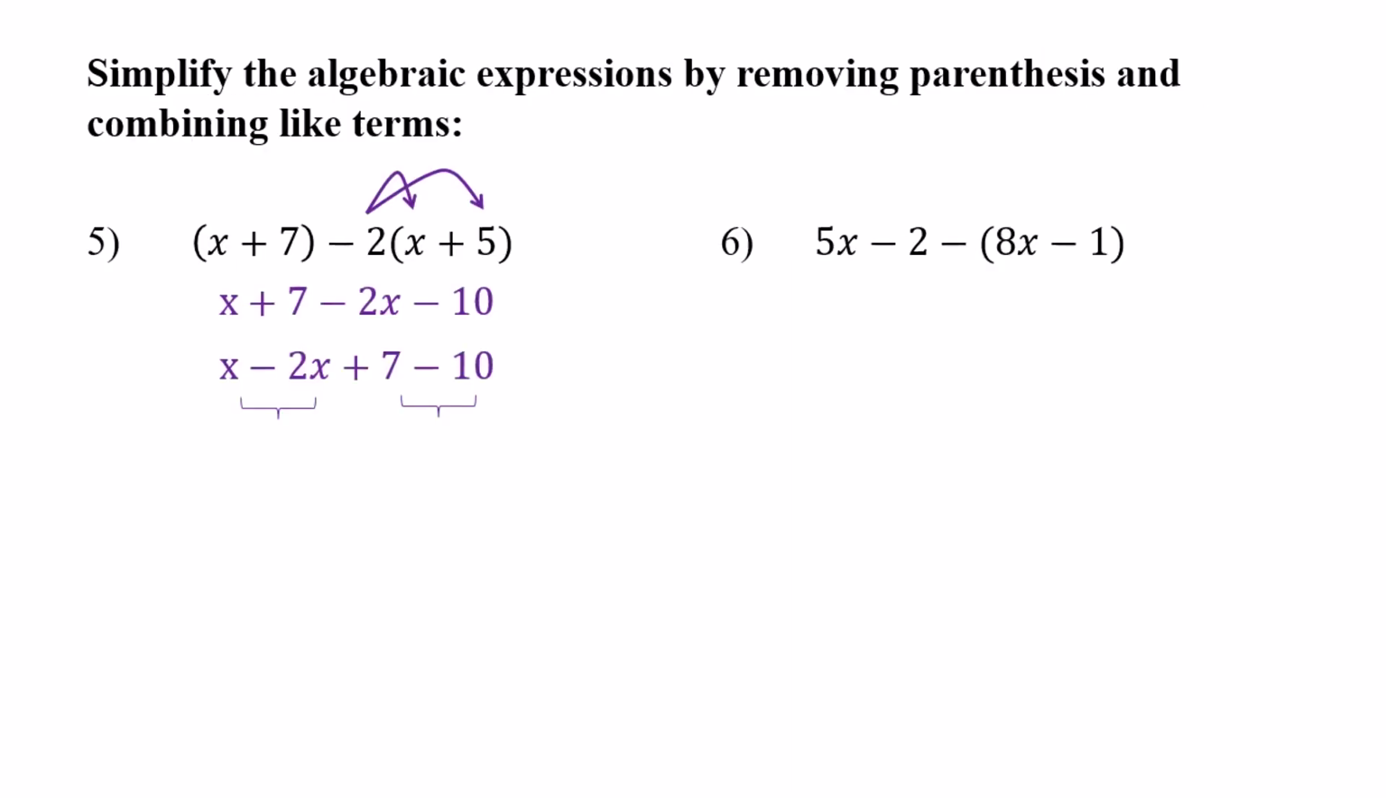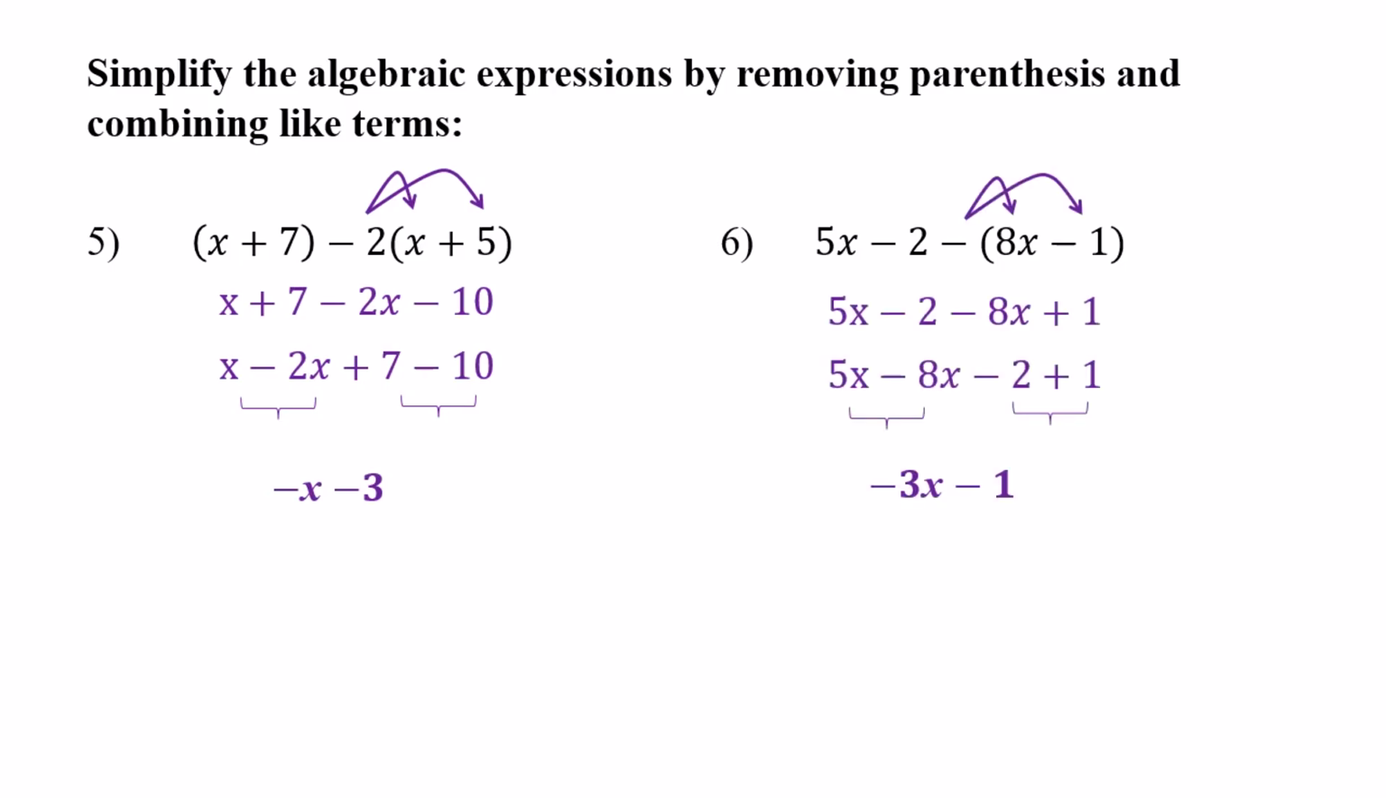Simplifying algebraic expressions involves removing parentheses and combining like terms. For example, x plus 7 minus 2 times the quantity x plus 5. We need to distribute the minus 2 inside the parentheses first, then we can combine like terms, x minus 2x and 7 minus 5. This simplifies to negative x minus 3.